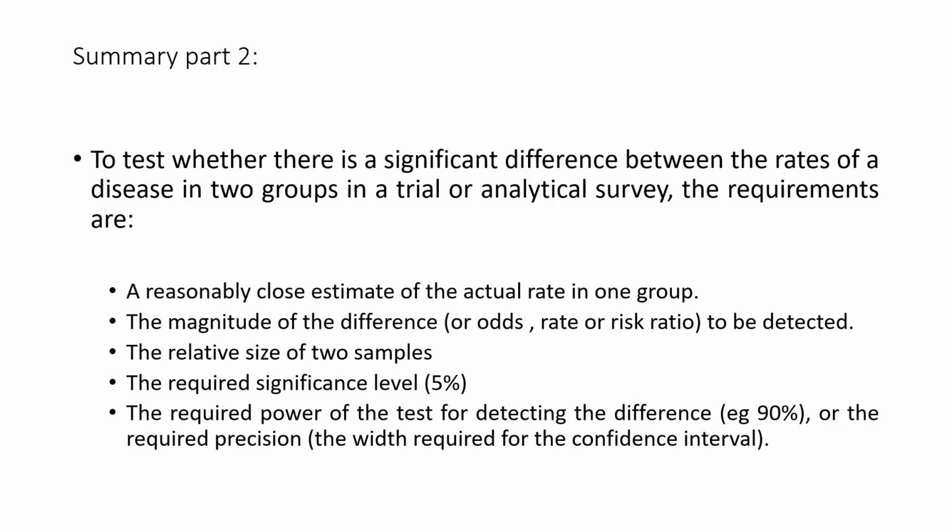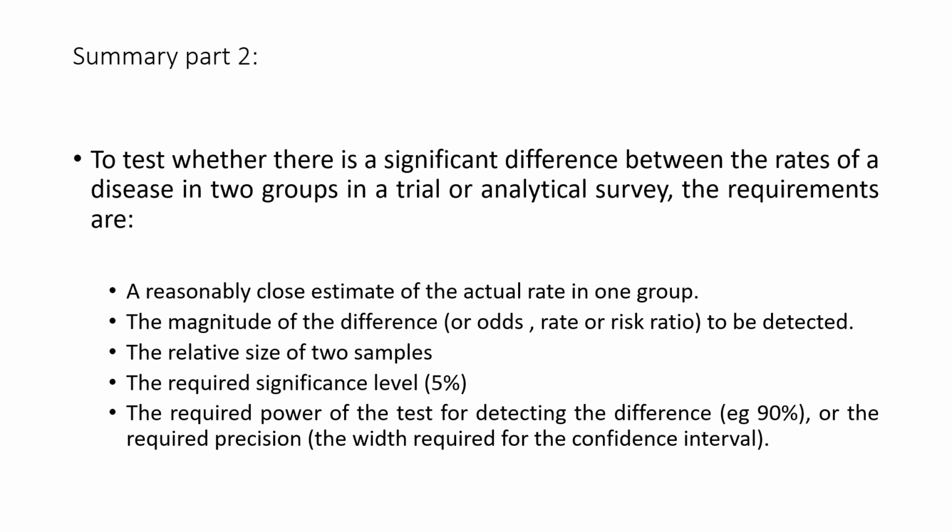So to test whether there is a significant difference between the rate of disease in the two groups in the trial or an analytical survey, the requirements are important. A reasonably close estimate of the actual rate in one group, and the magnitude of difference, that is in the form of odds ratio or a risk ratio, to be detected.